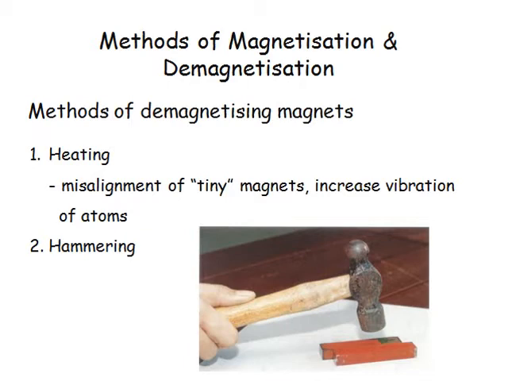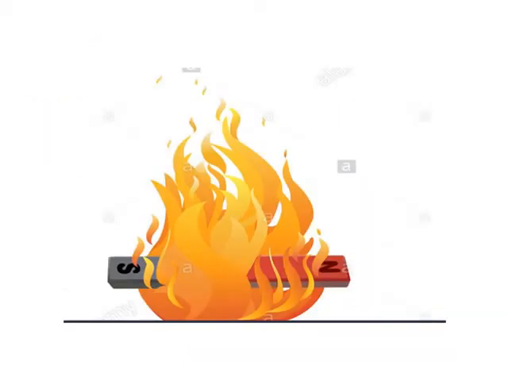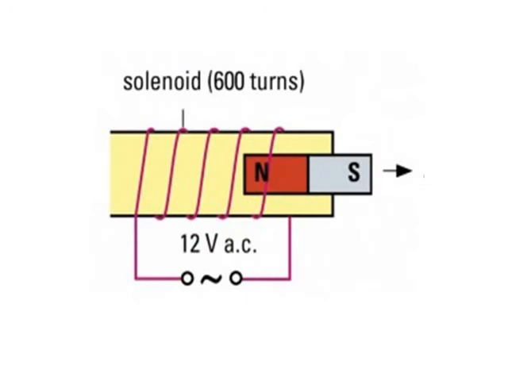The next method is heating. Heating also affects the alignment of charges inside the magnet. If we provide heat energy, the thermal energy, to a magnet, if we place it into fire and provide a high temperature to the magnet, because of this process, the magnet also demagnetizes, and it no more behaves like a magnet. Now the next method is the electrical method.